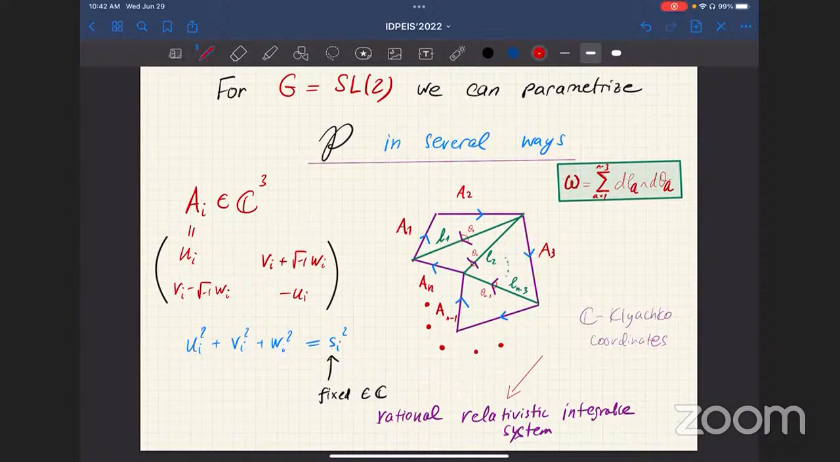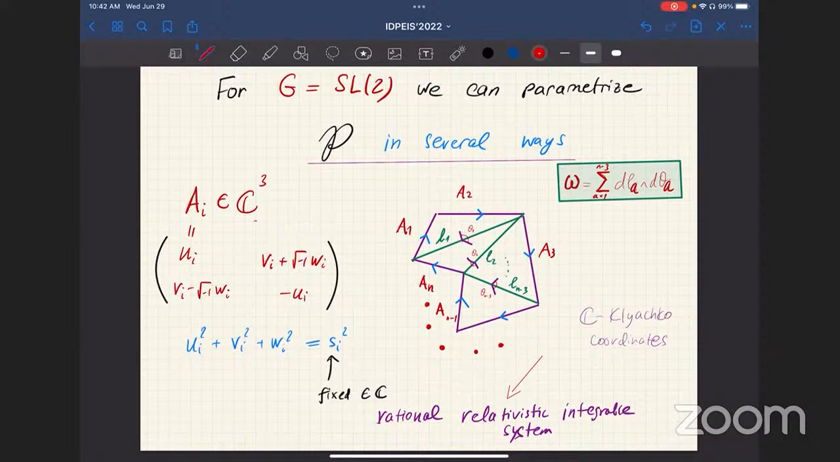So for the group SL2, we can parameterize this phase space, the space of residues with the condition that they sum up to zero, up to overall conjugation, in several ways. One way, which is less known, is to interpret the residues as points in a three-dimensional vector space. It's a complex vector space, but to visualize it, let's think of a real space. Fixing the orbit means that the norm of the vector is fixed. And saying that the sum of residues is equal to zero means that you can form a closed polygon in the three-dimensional space out of these vectors.